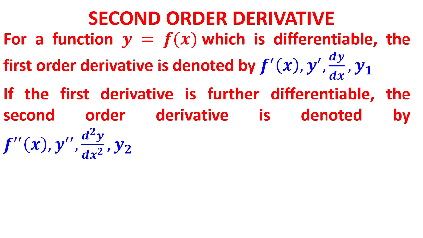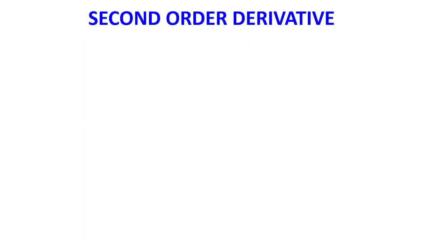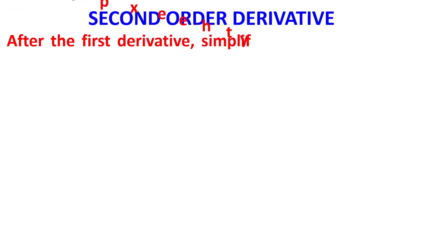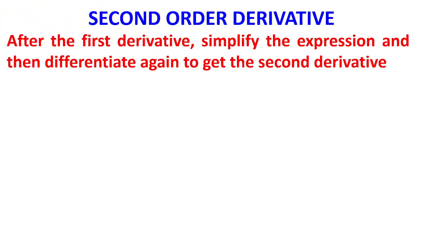Now you should know what we mean by d square y by dx square. It is the differentiation of dy by dx once again. Y double dash is differentiation of y dash once again. Y2 is differentiation of y1 once again. Well, you have to be very careful while you are doing the second order derivative. You have to follow a certain method. After the first derivative, better simplify the expression and then differentiate it again to get the second derivative. Then only it will be easy for you to do the second derivative.